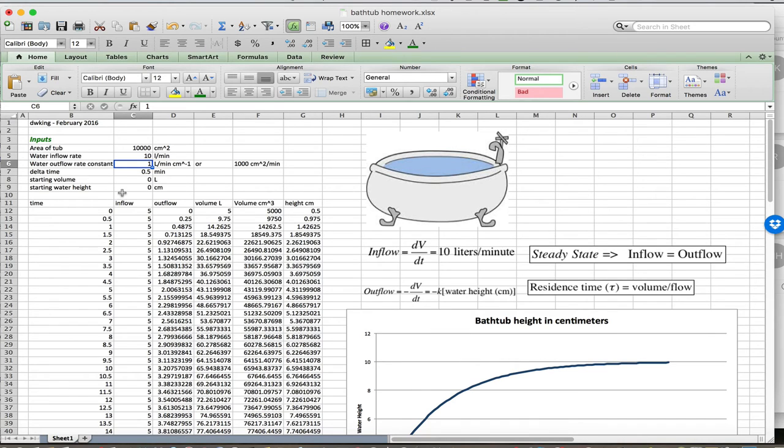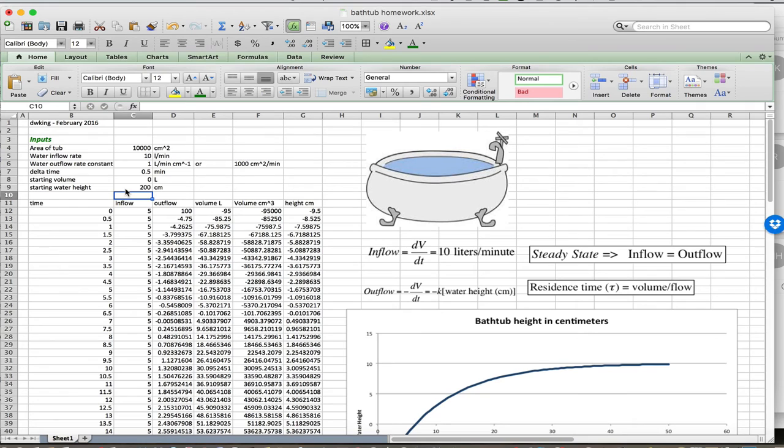Look at this. We can change the starting height. Let's assume our tub was a lake and it was starting the warm season after the spring floods. And so the lake was full of water. So it didn't have a starting height of 0, but it had a starting height of 200.